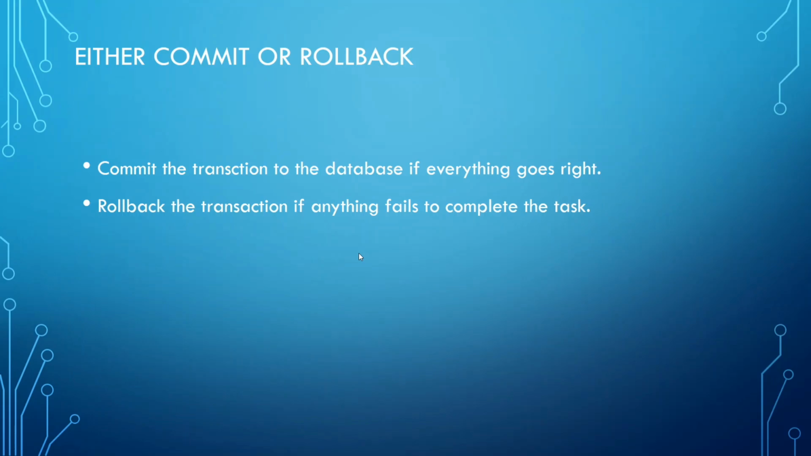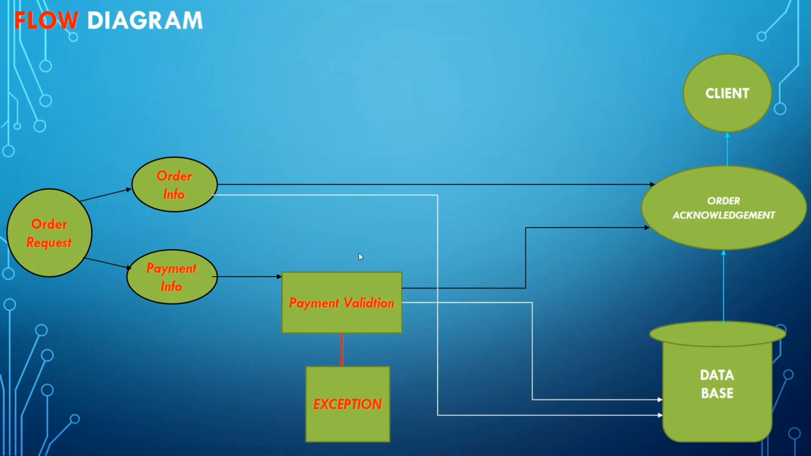So what is behind this transaction management? I will give you a diagram, so I think it will be better and you can understand it properly. So this is the diagram of the flow. For example, the client is giving an order request. Okay, so what does that order request contain? One is order info and the other is payment info, right? Here we are having two actions, right?